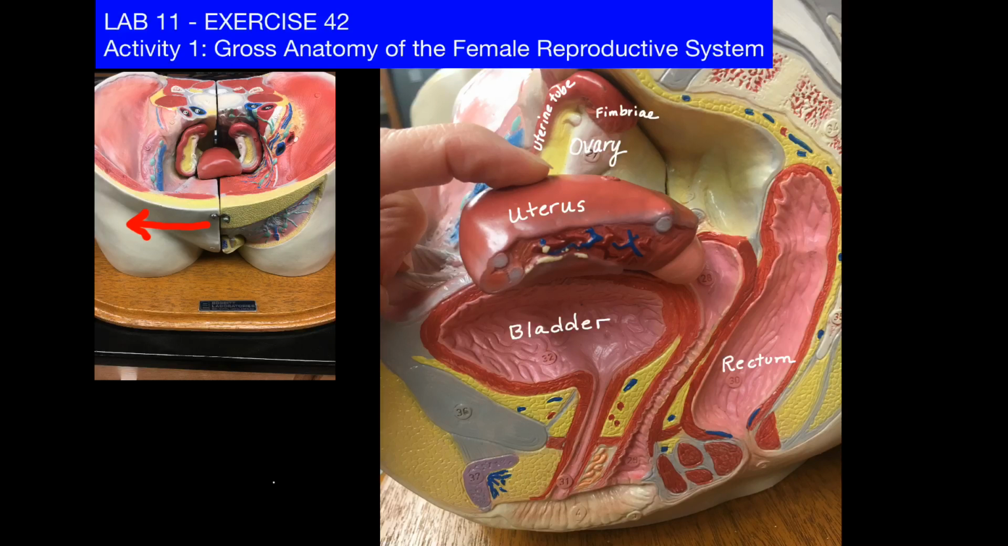So the uterus is about the size and shape of a medium-sized pear. So it's about 7.5 centimeters long and 5 centimeters wide. And you can see that it's slightly flattened.